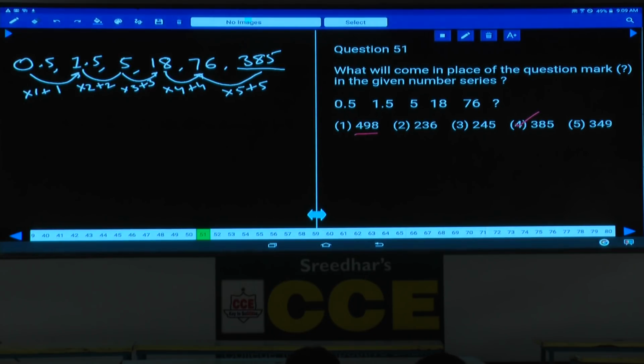What is the relation here? Into 1 plus 1, into 2 plus 2, into 3 plus 3, into 4 plus 4 and into 5 plus 5. Then question number 52.